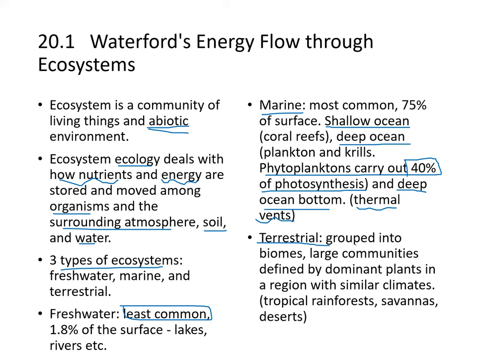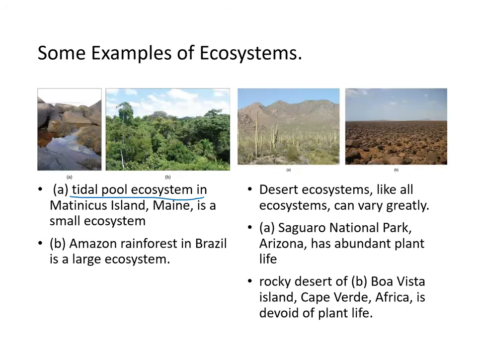Then there's the terrestrial environment. These are grouped into biomes, which are large communities defined by dominant plants in a region with similar climates, so tropical rainforests, savannas, deserts, and so on. A tidal pool ecosystem is shown here as an example, located in Matinicus Island, Maine. It's a small ecosystem. Here's an Amazon rainforest. And this is a desert ecosystem, which can vary widely. This is a desert here, but this is also a desert here.